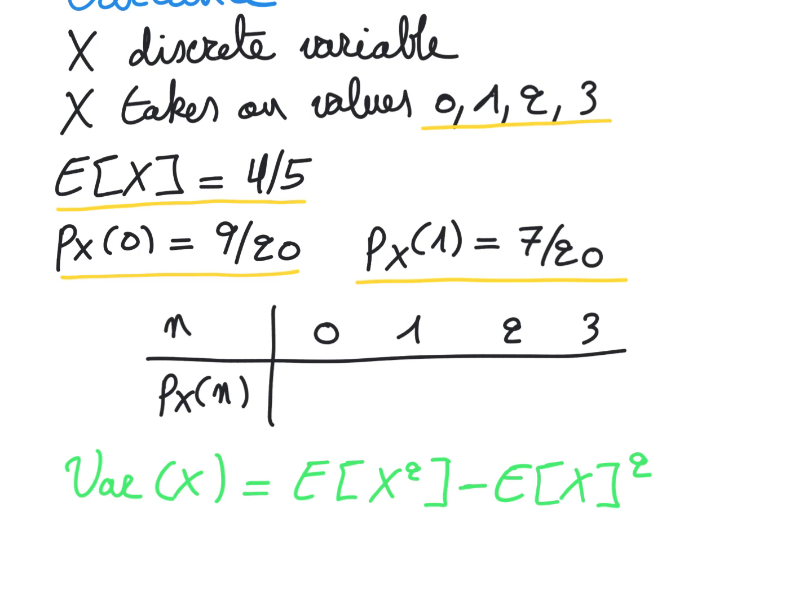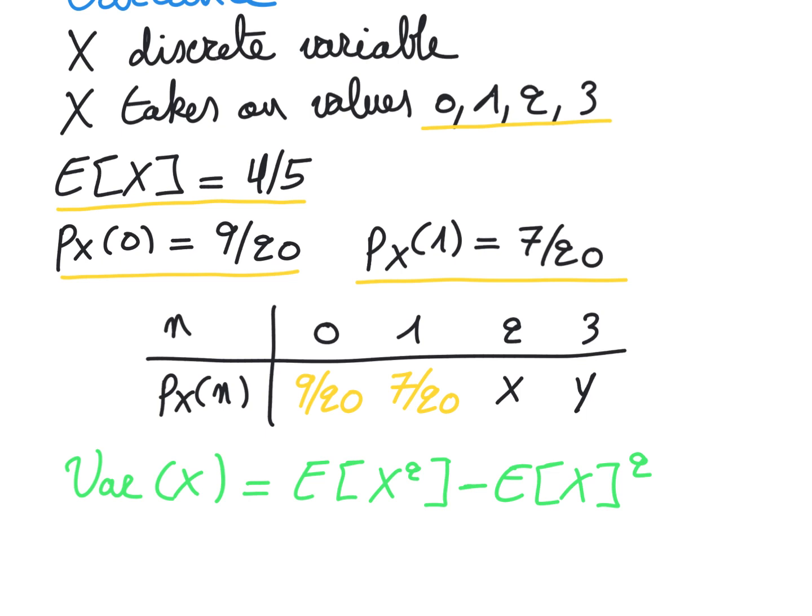Now we already know what the expectation of x is equal to, but we don't know what the expectation of x squared is. In order to find that expectation, we first need to know the entire probability mass function of x. We already know that p_X of 0 is 9 over 20. p_X of 1 is 7 over 20. These other two values, p_X of 2 and p_X of 3, we still need to find. So, well, let's call them x and y. How can we find x and y?